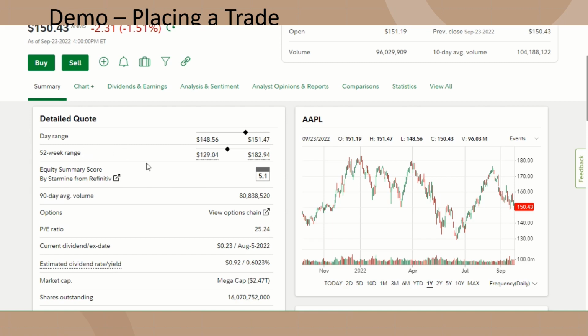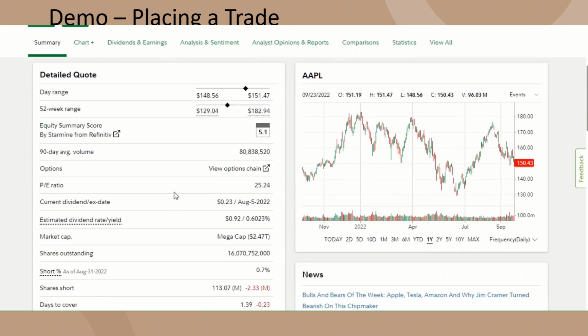And this is the 52-week range. Here you see this was the low that was reached on June 16, 2022, which is $129.04. And this is the high that was reached on January 4, 2022, which is $182.94. And this is the equity summary score, which is 5.1, which we'll cover in this section.